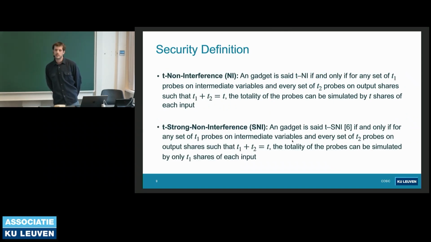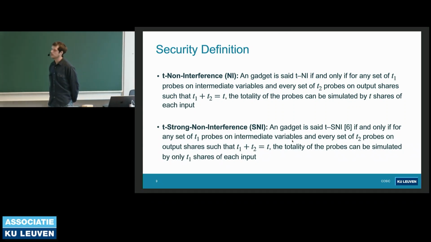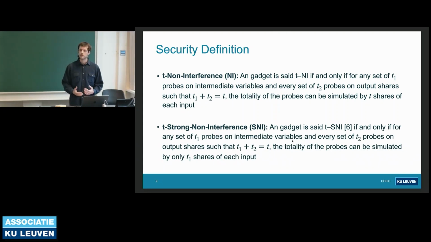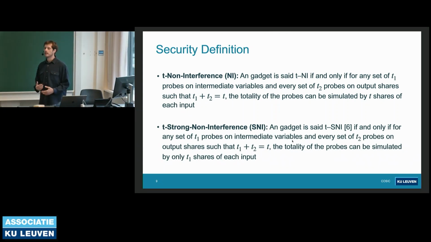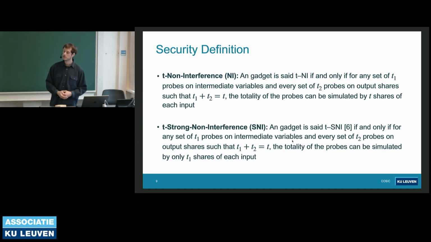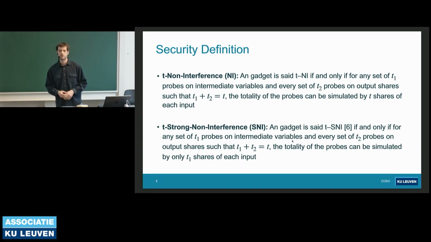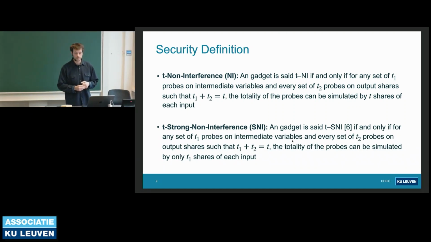Some security definitions. I mentioned t-SNI, but first there is non-interference, so NI, and basically those are composability definitions. You say that a gadget will be t-NI if you have a total of t probes, and you have 2 subsets of probes: t1 probes that you place within the gadget, so you can probe intermediate values, and a set t2 of probes that you can place on the output of the gadget.